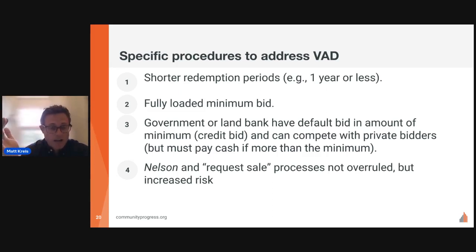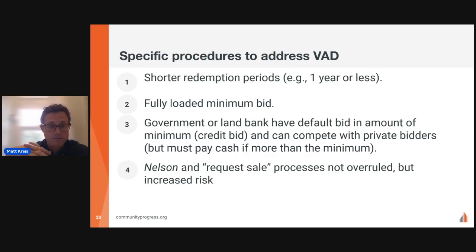Government or a land bank where you have them should definitely have the default bid in the amount of the minimum bid, that fully loaded bid. And they should have that in the amount of a credit bid. I use credit bid to say that they don't actually have to pay cash for that minimum bid if that's the highest bid. They should just be able to recognize we're going to get it in exchange for all the work we're going to be doing. We're kind of getting it on credit for that amount that we've already invested. The public has invested. And the government or the land bank should have the authority to compete with private bidders if they need to, where they're bidding $1 over that highest bid, but they have to pay cash if it's more than the minimum. And to the extent that there's a surplus, that money should go into escrow or be delivered to the former owner or interested parties.